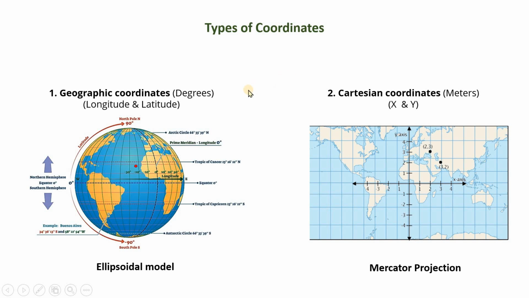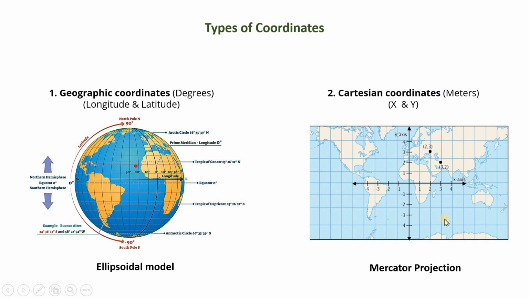Coordinates are basically of two types: geographic coordinates and Cartesian coordinates. Geographic coordinates are nothing but degrees. You are already familiar with longitude and latitude. Consider a point on this globe. How do you define this point? It can be defined using longitude and latitude. This point will have a longitude value and a latitude value. In geographic coordinates, we consider the ellipsoidal model of the Earth, which means we are considering Earth as a globe.